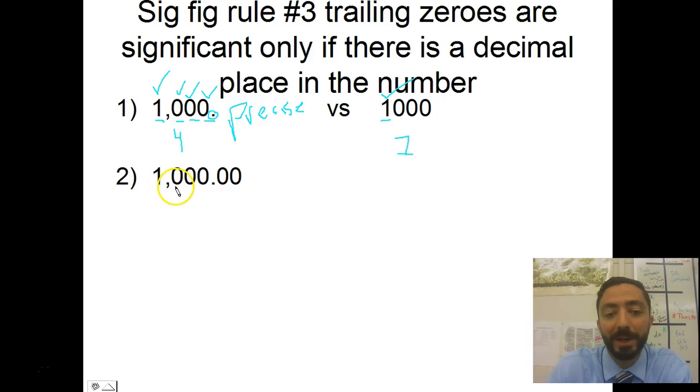This number down here, another example I drew up for you, the 1 is definitely a significant figure because it's not a 0. We have a decimal place, and so significant, significant, significant, significant, significant. All of them become, because they're all to the right of that 1, and we have a decimal, they're all significant. So this would be a total of 6 sig figs in that number.